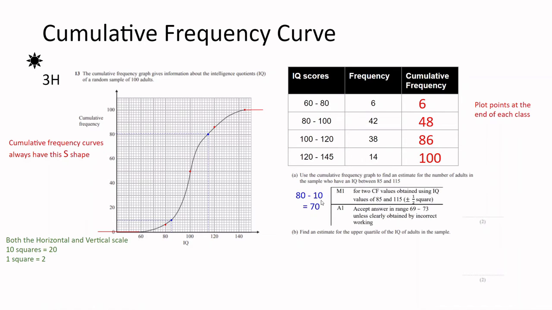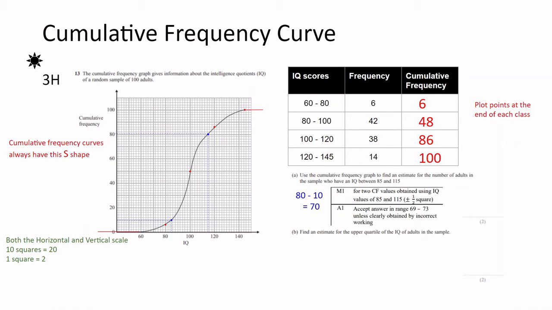Now, the mark scheme gives you a little bit more leniency here. You get one method mark for 2 cumulative frequency values obtained using the IQ values of 85 and 115, plus or minus half a square. So your curve wouldn't be perfect, remember, but since they gave us this curve, it should be fairly accurate. And our answer mark we get from any answer within the range of 69 up to 73, unless clearly obtained by incorrect working. So you might have an answer that's in between these, but you might have done some very weird calculating here, which is not what they're looking for.